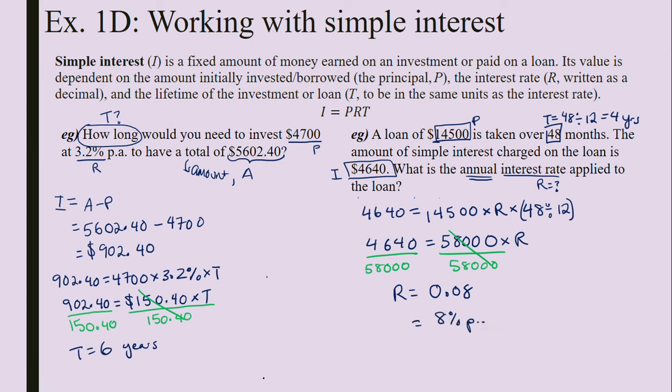I like to put the little per annum next to it. That's totally up to you. Okay, and remember, all we need to do to convert from a decimal to a percentage is multiply by 100.